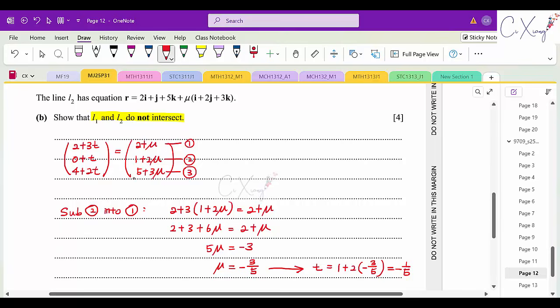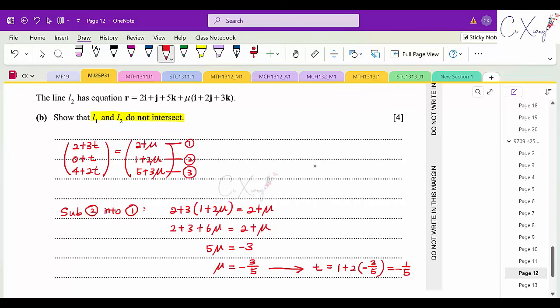Here I need to emphasize something. For this question, we already know that they do not intersect. So if we had not used 1 and 2 to solve for t and mu, and you used 1 and 3 instead, then the values of mu and t that you get would not be the same as mine. Because I'm using 1 and 2, you will definitely get this answer if you use 1 and 2. But if you use another pair of equations to solve simultaneously, the values of mu and t will definitely not be the same in the case where the lines do not intersect. Please take note of this.